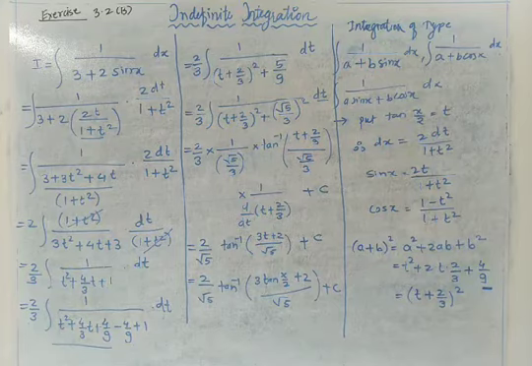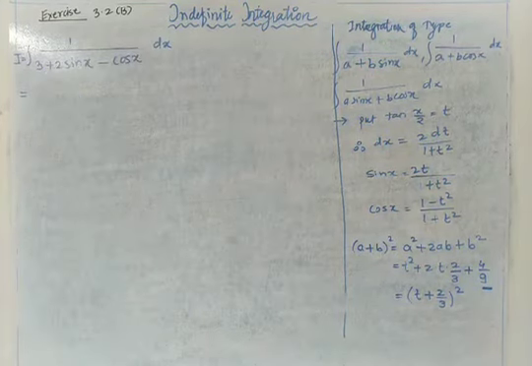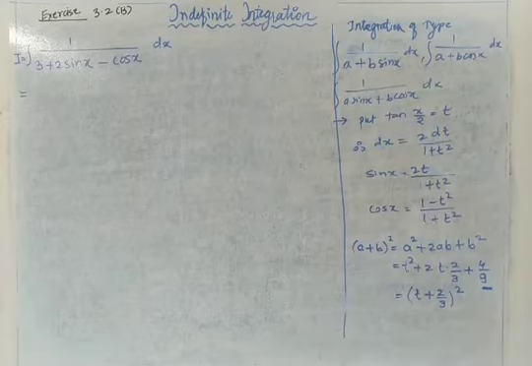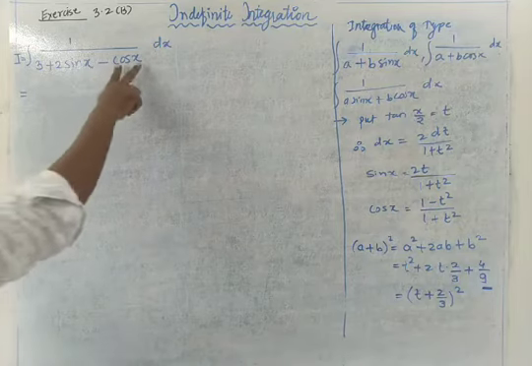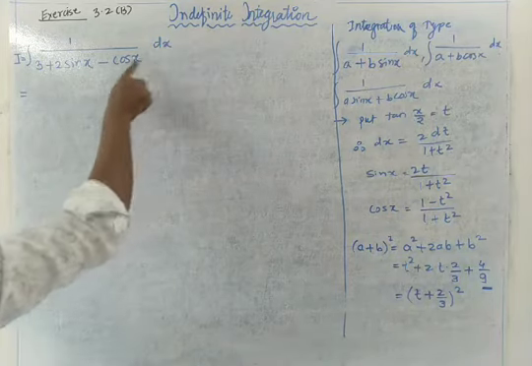We'll solve the next question. So see the next example. In the next example, integration of 1 upon 3 plus 2 sin x minus cos x dx. Okay, now in this example we have to substitute a value for sin x, a value for cos x, and a value for dx.